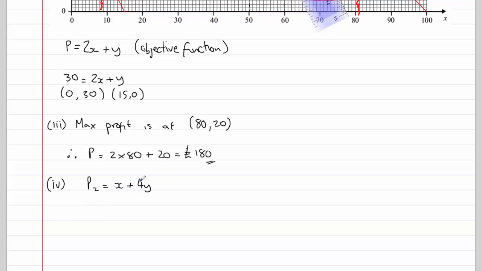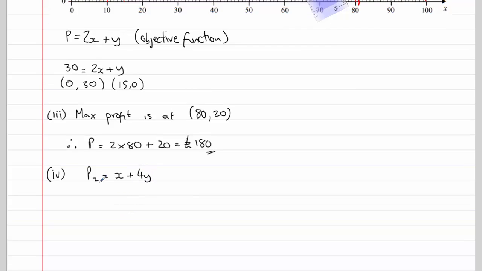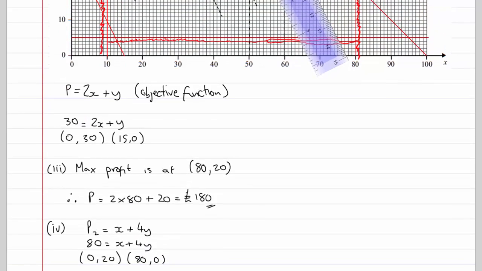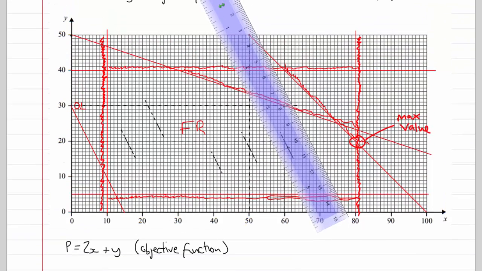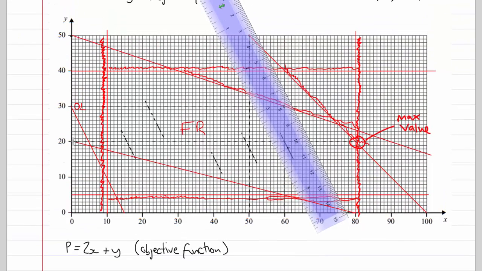For this one, remember the max value on my graph is 50 for y on the axis, so I need a number that when I divide it by 4, it's going to be less than 50. So I'm going to choose my value of p to be 80. So 80 equals x plus 4y. So when x equals 0, 4y is 80. That's going to give me y equals 20. So 0, 20. And when y equals 0, that means x will be 80. So I need to draw a line that goes through 0, 20 and 80, 0. So we'll label this OL2.